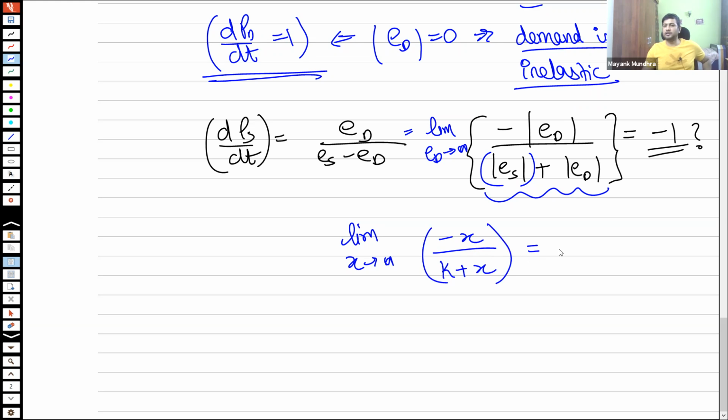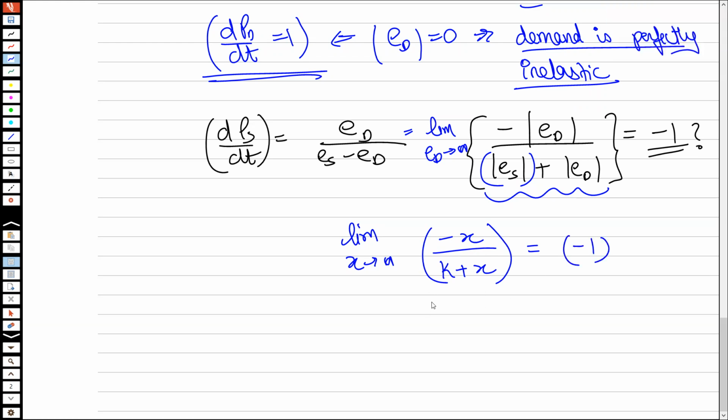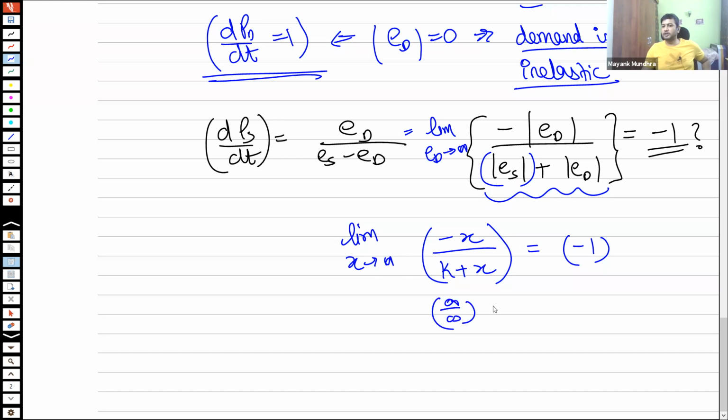Okay, what would this value be? This would be -1, right? Yes, sir. You can apply L'Hopital if you want. For all you care, this is infinity by infinity format right now. So it is infinity by infinity format, so you can apply L'Hopital, right? So it gives you -1. So the idea is when ED tends to infinity, that's when this thing becomes -1.